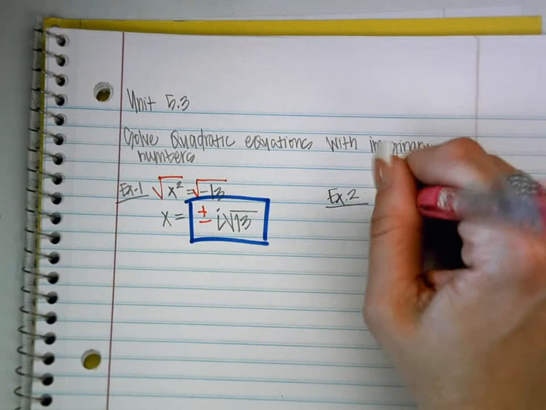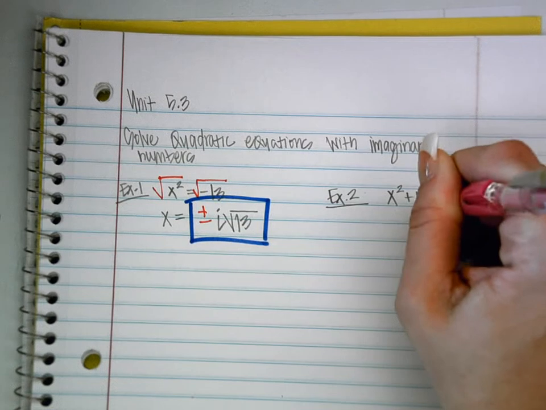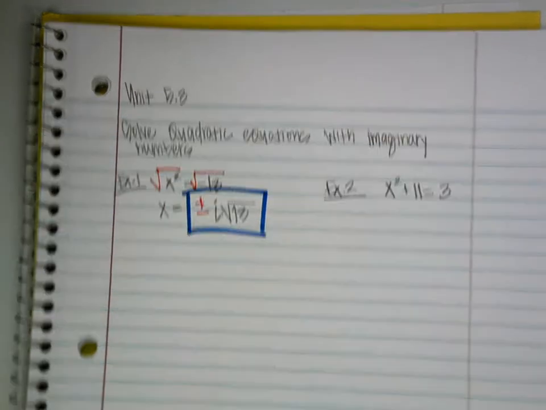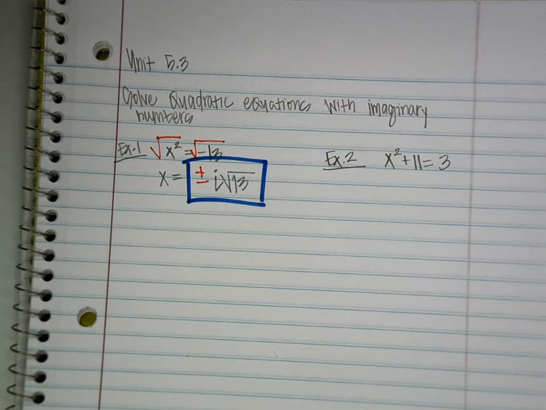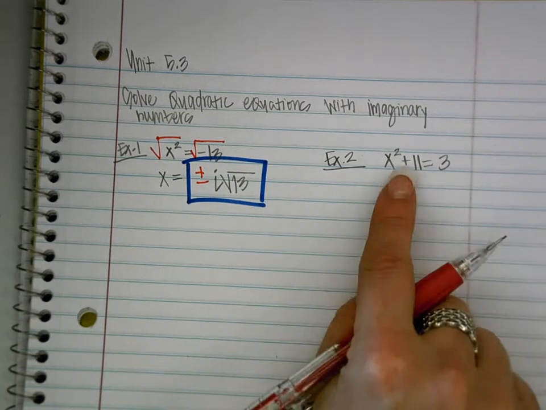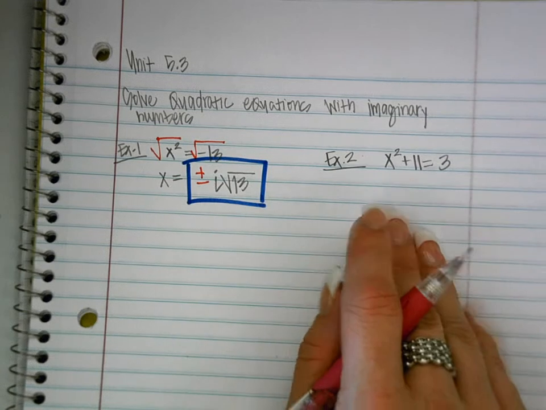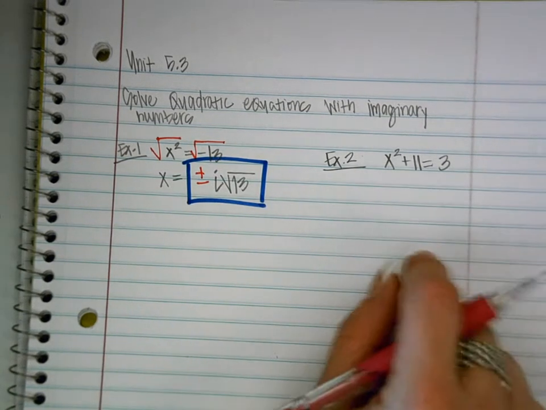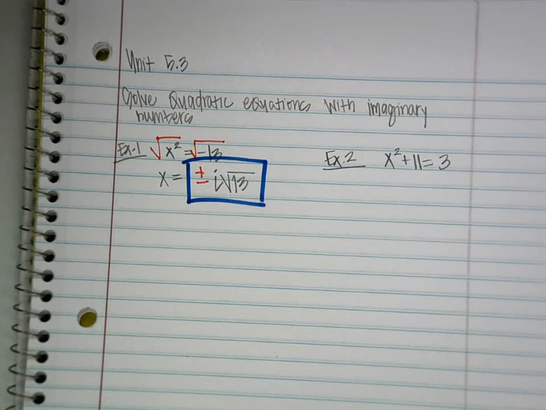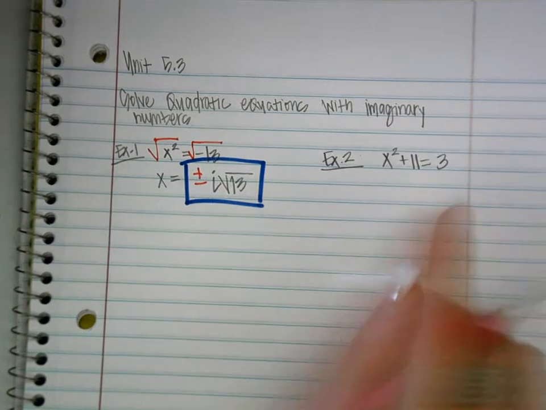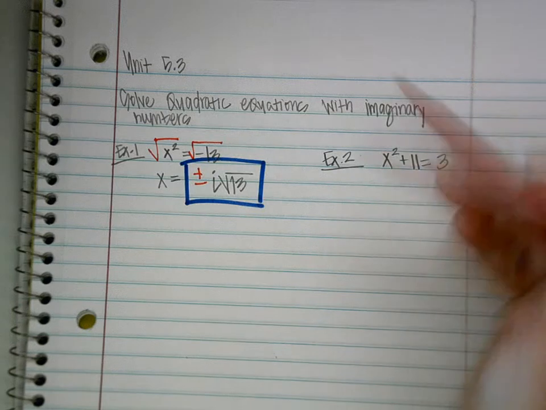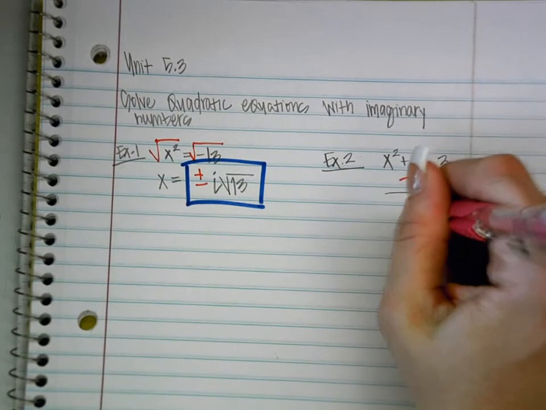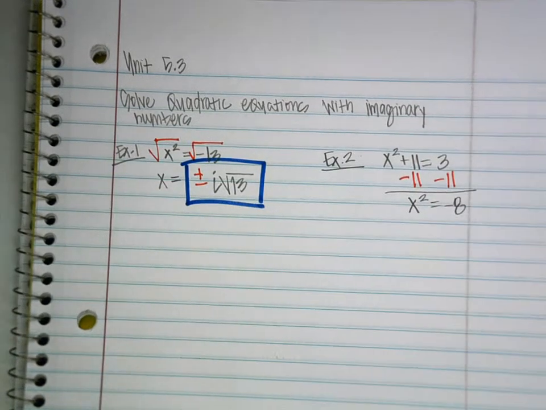Number 2, x squared plus 11 equals 3. Now, in our last unit, if it had a square, we wanted everything on one side, and then we wanted to factor and solve. For sure, all of the problems for this unit are not going to be factorable. So we actually want to put numbers and letters on opposite sides. To do that, you're going to start by subtracting 11. When you subtract 11, you're going to have x squared equals negative 8.